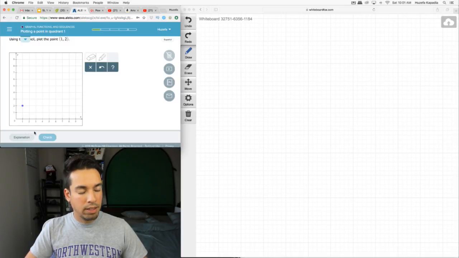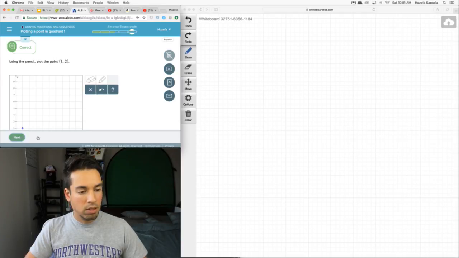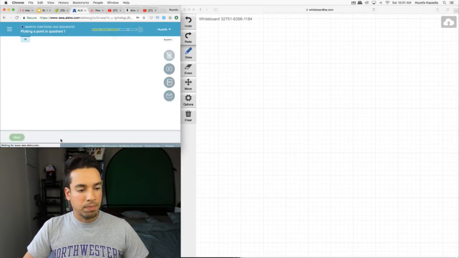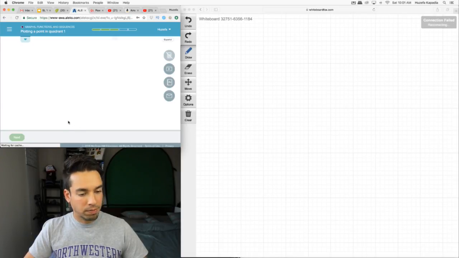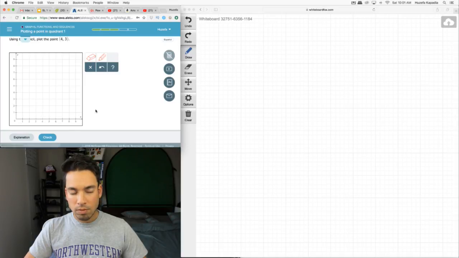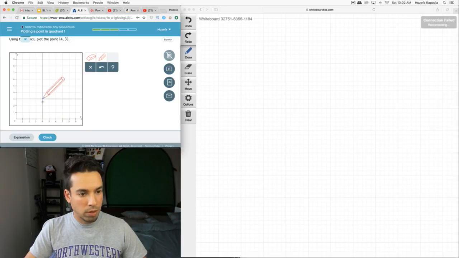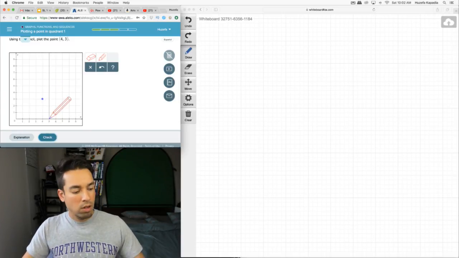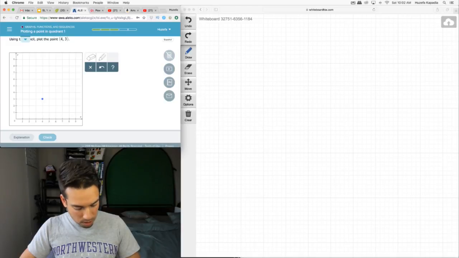All right, sweet. And our final problem, plotting a point in quadrant 1. Let's see what we get. We got 4, 3. So we go out for 1, 2, 3, 4, and up 3. 1, 2, 3, boom.